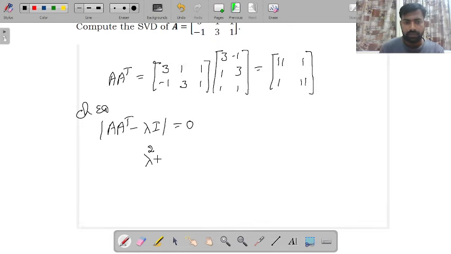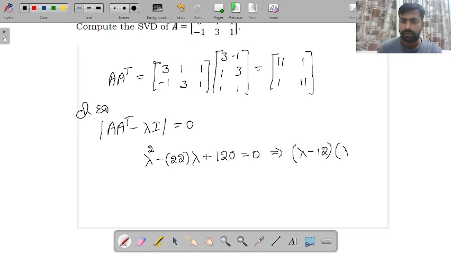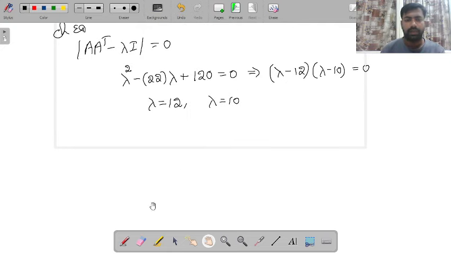Now lambda square minus, you know what is the trace of this matrix? Trace is 22, into lambda plus the determinant of this matrix. This is 121 minus 1, that is 120, equal to 0. And this equation can be factorized into lambda minus 12 times lambda minus 10 equal to 0. Therefore the eigenvalues are lambda equal to 12 and lambda equal to 10. These are the eigenvalues. Now let us find the corresponding eigenvectors.